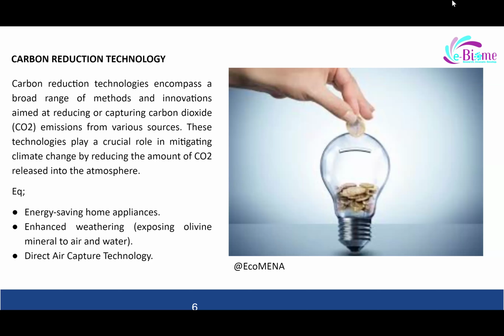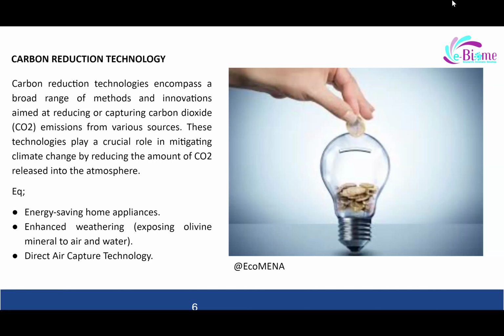So energy-saving home appliances reduce carbon emissions. In a sense, for instance, if the appliance demands less electricity, the station that is generating the electricity, if it is a fossil fuel powered plant, doesn't have to put in more fuel to generate more electricity, which would consequently release more carbon dioxide into the atmosphere. Then enhancing weathering activities, exposing or leaving minerals to air and water. What this does is that it absorbs the carbon dioxide from the atmosphere also.